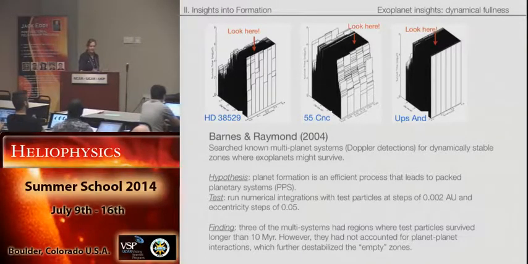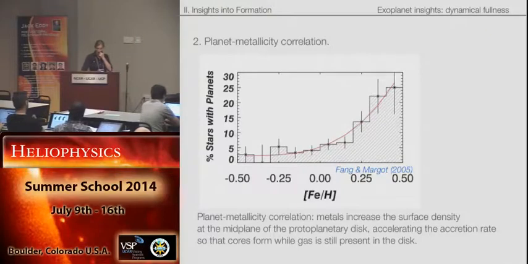So this leads to the hypothesis, okay, that planet formation is an efficient process. It leads, if not to packed planetary systems, to full planetary systems. And this is a new idea. It was true of our solar system, but we weren't sure how broadly true this was going to be.